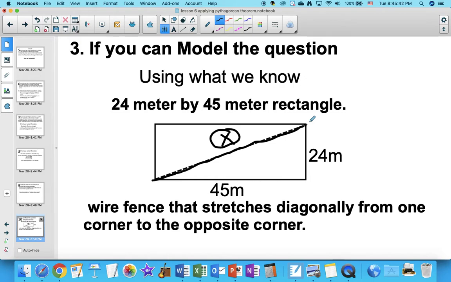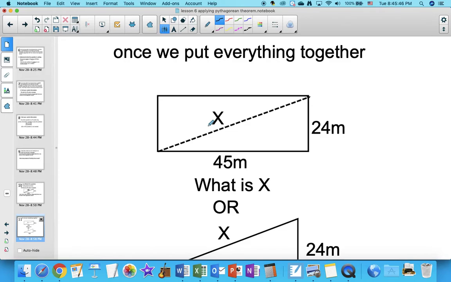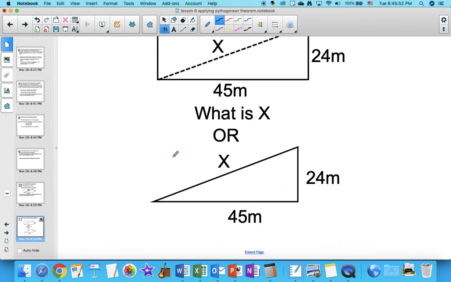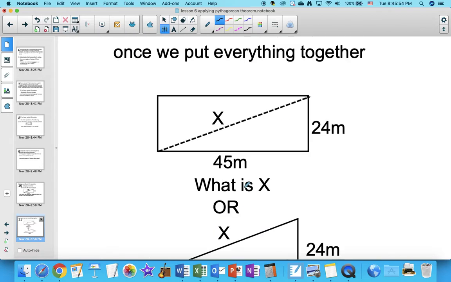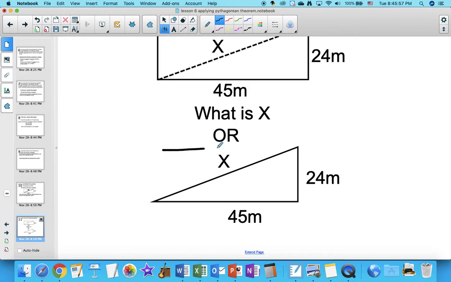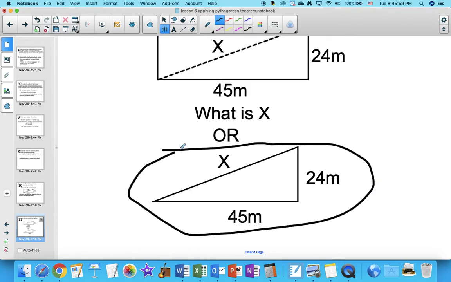Right? So now that I modeled it, I have 45, 24, and x. What is x? Well, if you notice, this is making a right triangle, so I could model it like this. I could leave it like this, but for clarification, I could write it like this. And so now I have a question just like we did in the previous lesson, where x is a missing part of our triangle, and I have 2 other sides. I just need to solve it, just like we did in our other problems.